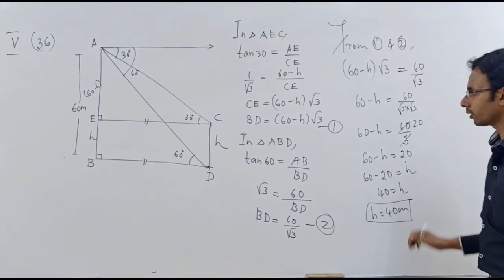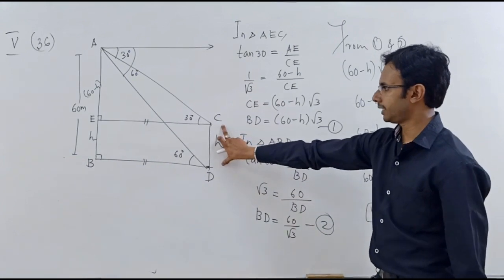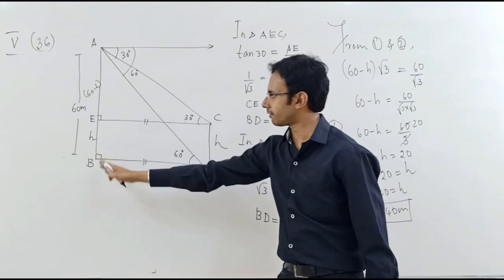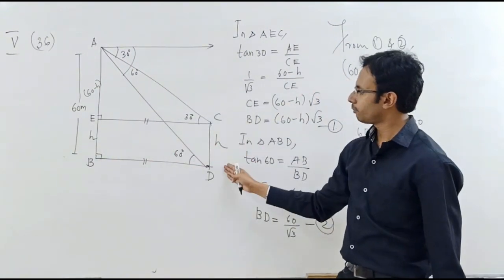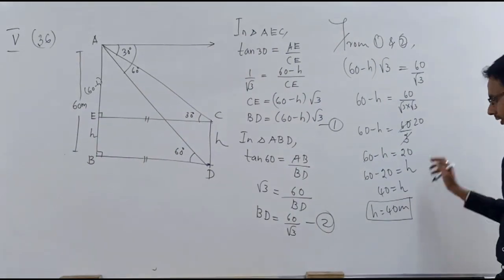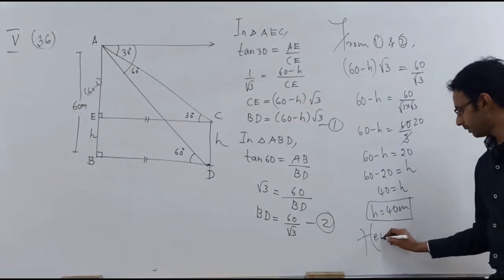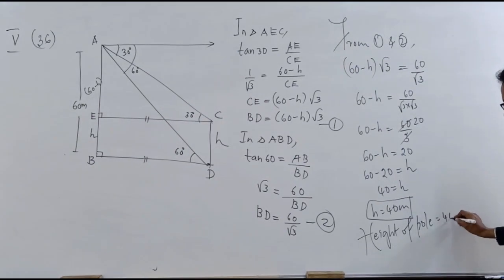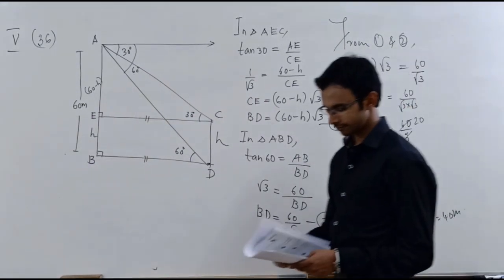So we can come to the conclusion that the height of the pole is 40 meters. From the diagram itself, it's common sense that the height of the tower is bigger, so the height of the pole has to be smaller. By that way we can come to the conclusion that the height of the pole is 40 meters. Height of pole is 40 meters. Very simple problem, again for 4 marks.